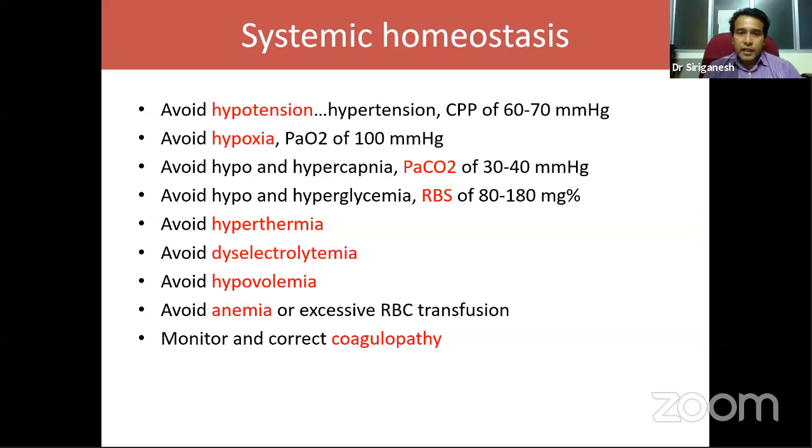The primary injury is taken care of by the surgeon, predominantly surgical evacuation. There are several factors that can contribute to adverse neurological outcome, and these are mainly managed by anesthesiologists and intensivists, and these are listed here. You have not only to avoid hypotension or these factors, you have to correct them as early as possible and bring them to as normal a range as possible. So the list is: avoid hypotension, hypoxia, hypercapnia, hyperglycemia, hypothermia, dyselectrolytemia, hypovolemia, anemia, and coagulopathy. And anesthesiologists play a major role, as you all know, in normalizing these factors.